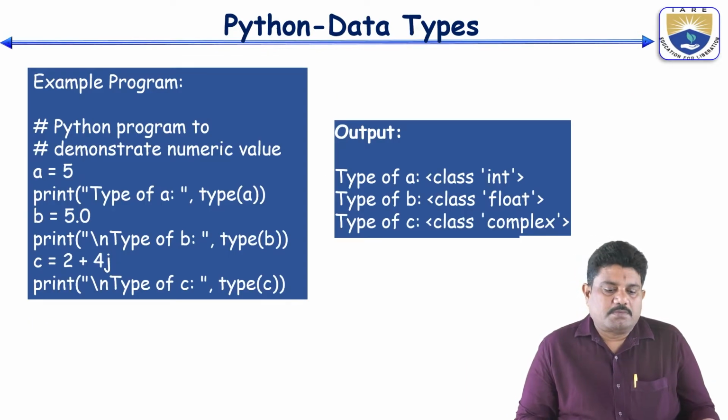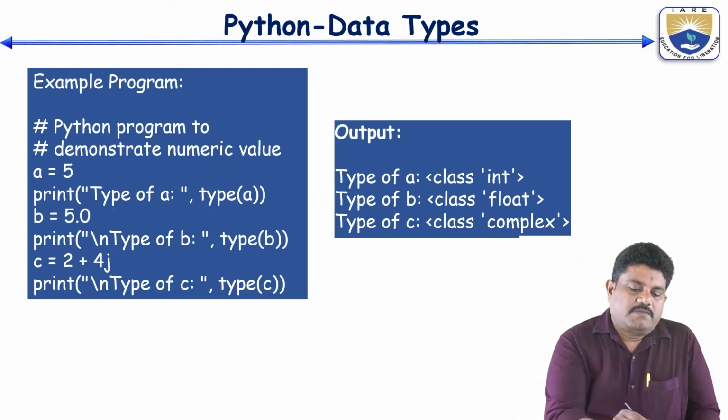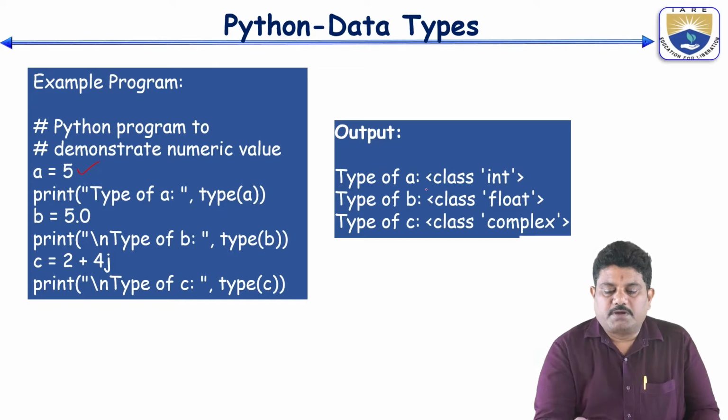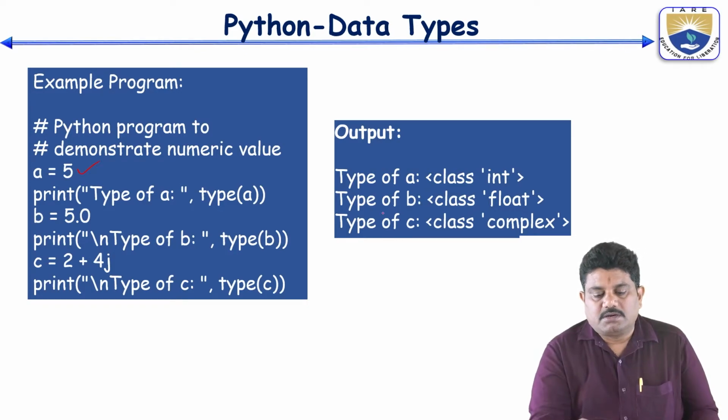Next, we will see an example. See here, a equal to 5, and then print type of a, b equal to 5.0, print type of b, c equal to 2 plus 4j, print type of c. This is the program. See the output here. Type of a is class int, type of b is class float, type of c is class complex. This is how it gives the output.